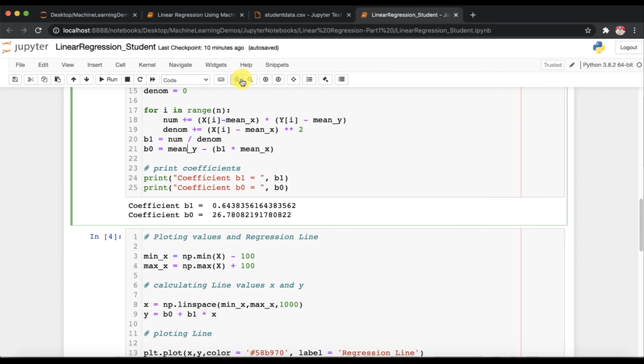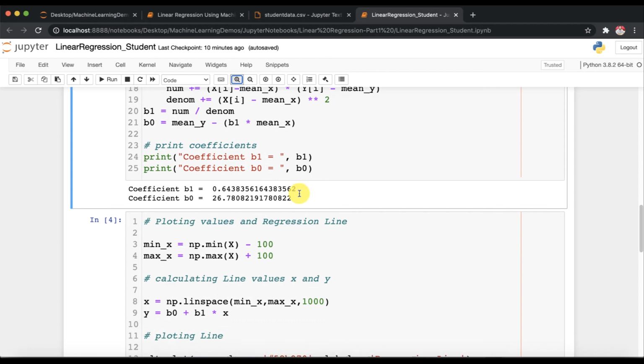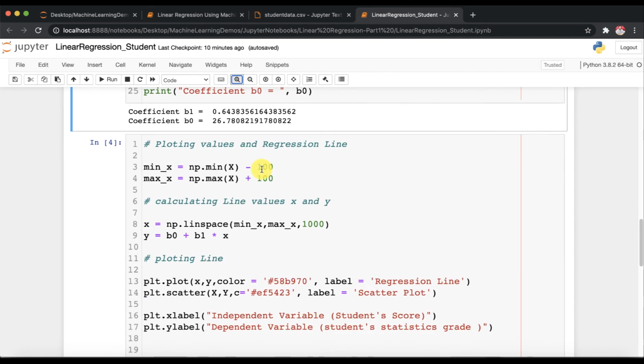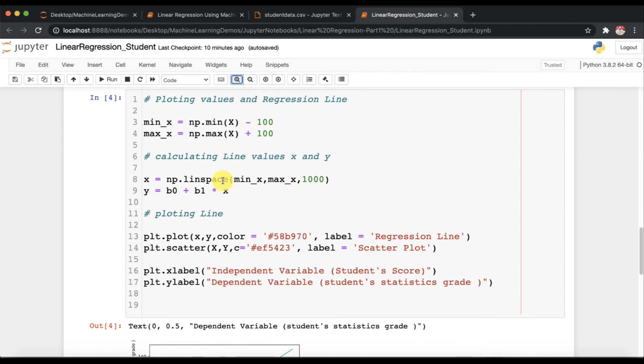So likewise you can calculate the particular values of the coefficients b0 and b1. Now once you get b0 and b1, then you can put them into the equation: Y equals 26.78 (instead of b0) plus 0.64 (instead of b1) times x, then you can calculate the predicted value. But first of all, let's try to draw the regression line around the data values, right?